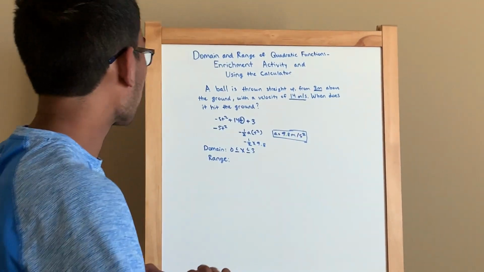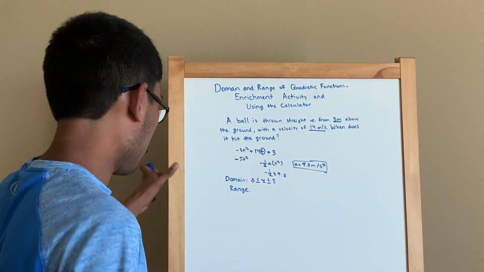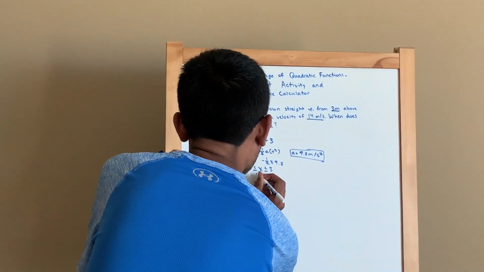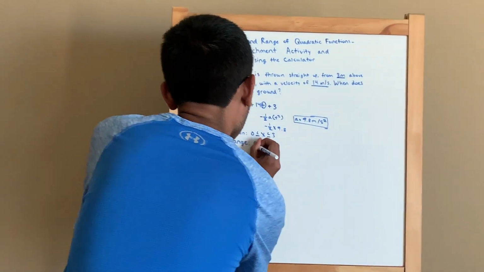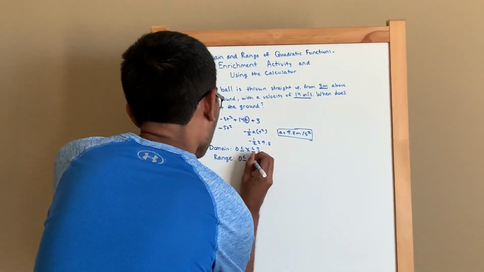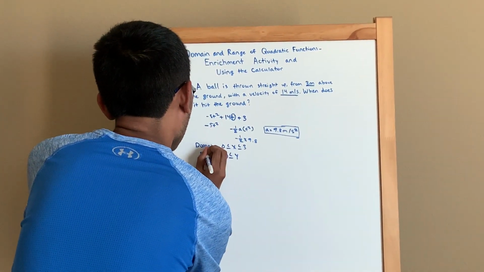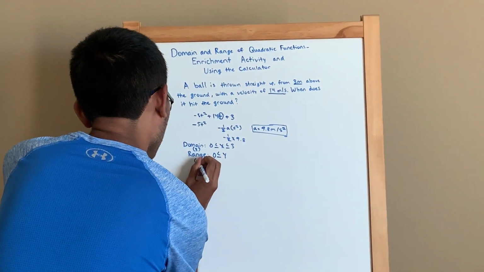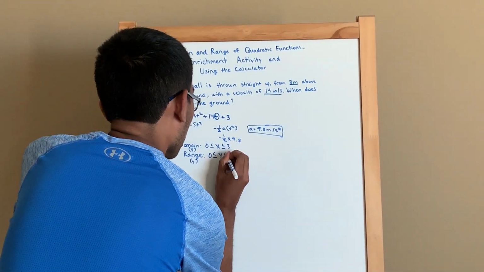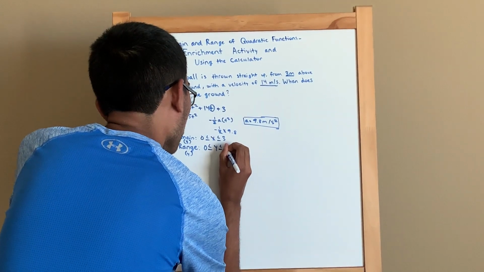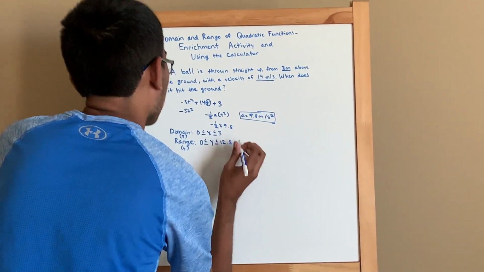So since the maximum of this equation was 12.8, the range would be 0 is less than or equal to y is less than or equal to 12.8. Remember, domain is x, range is y.